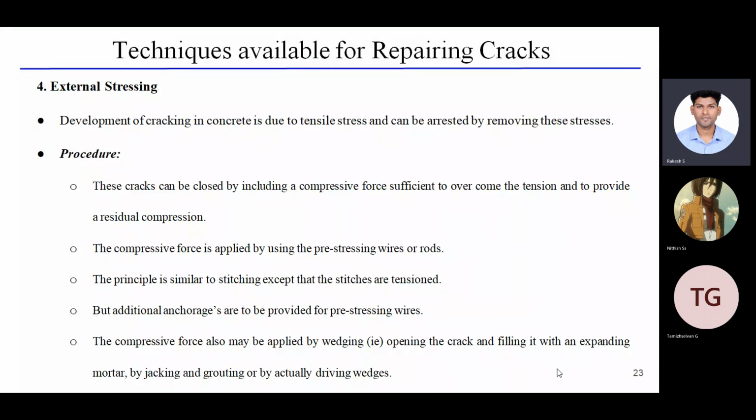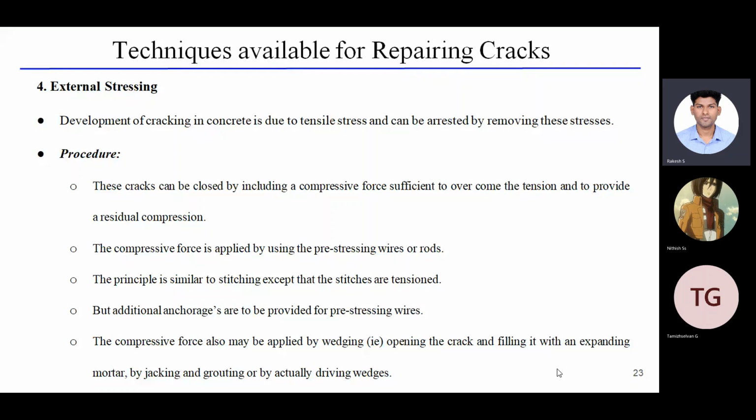How can it happen? These cracks can be closed by inducing a compressive force sufficient to overcome the tension part and to provide a residual compression. The compression force is applied by using the pre-stressing wires that we are studying in prestressed concrete in this semester. The basic principle is similar to what we do in the stitching technique I said earlier. Additional anchorages are to be provided like what we do with pre-stressing wires in end block designs.